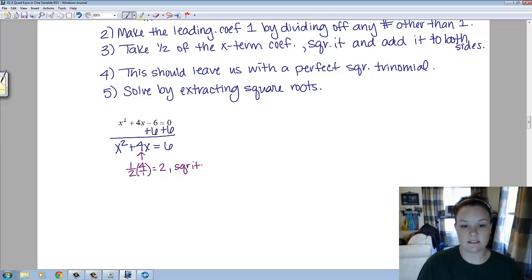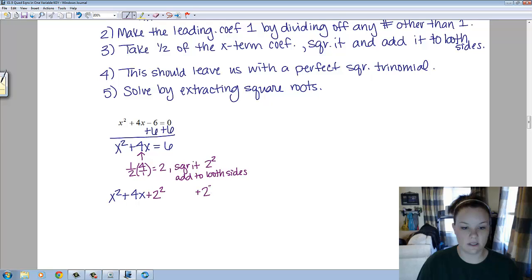Add to both sides. Now you can leave it as 2 squared or you can simplify it. I'm going to go ahead and just write it out. Some of y'all can do this in their head, that's fine. So I have x squared plus 4x plus the 2 squared that I'm adding to both sides. I'm going to write plus 2 squared over here because I'm going to add it to the other side. Is equal to the 6 that I already had over there plus the 2 squared.